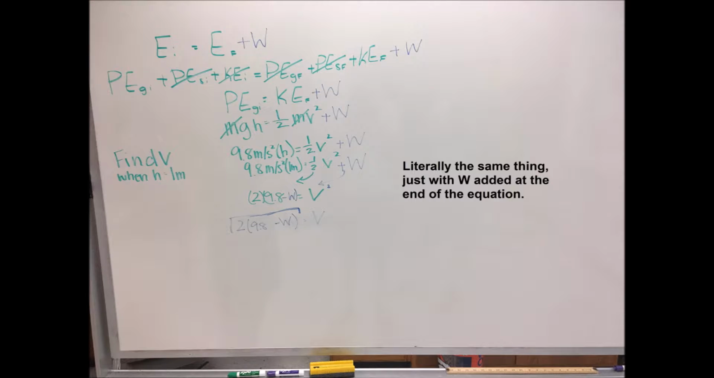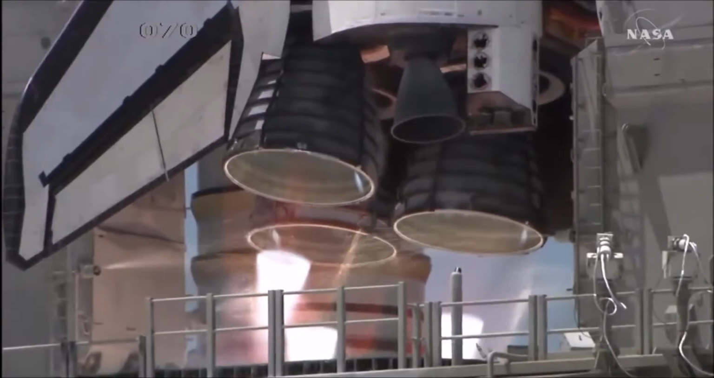If we did assume that we have friction or air resistance, we could plug this in for work in our equation, so it would be EI equals EF plus W, and then we would carry the W all the way through and solve at the end for velocity.